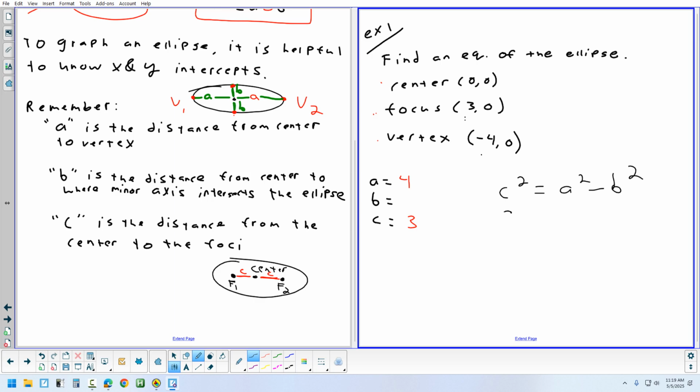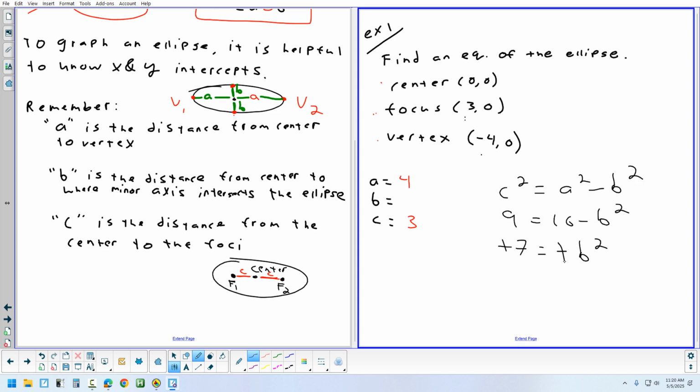So we've got 9 equals, A squared is going to be 16 minus B squared. Okay, bring the 16 to the other side, and 9 minus 16 gives me -7. Now, if you run into imaginaries, something's wrong. You should never get an imaginary answer. And we won't. These negatives are going to cancel.